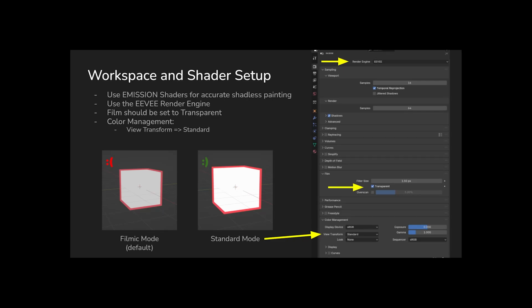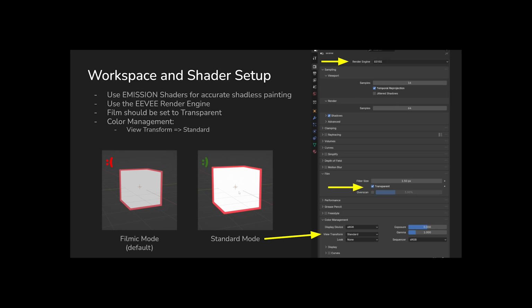The first thing we need to do is make sure that the workspace and the visual shaders are set up appropriately so that we are seeing the most accurate colors as we're painting. The default display mode for Blender is set to something called Filmic, which in this example here, as you can see, this is a pure white texture, but in Filmic mode it has kind of a dull gray look to it because it's still using the simulation of traditional camera settings. When we change this over to standard mode, we get an accurate representation of the colors in our scene.